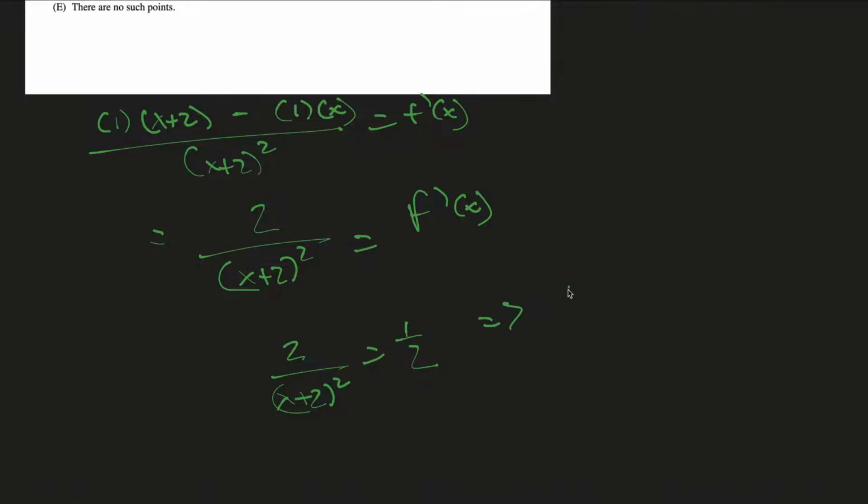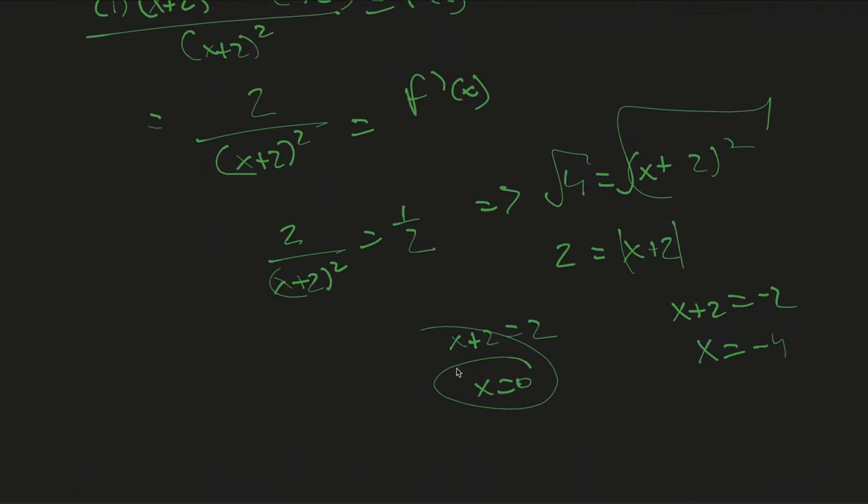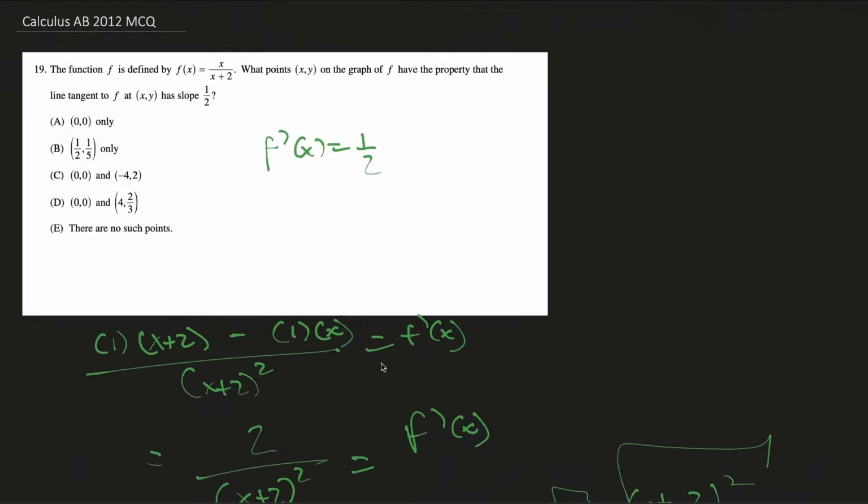This tells you that 4 is equal to (x plus 2) squared, and 2 is then equal to the absolute value of x plus 2, because if you take the square root of (x plus 2) squared, that gives you the absolute value of x plus 2. That would tell you x plus 2 needs to equal 2, or x plus 2 needs to equal -2, and then solving for this, x could equal 0 or x could equal -4. So these are the points where the tangent line has a slope of 1/2.